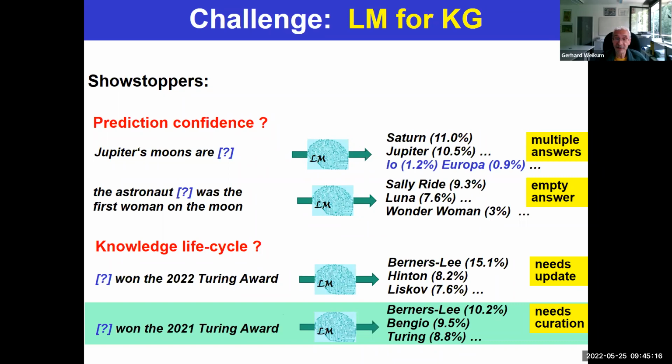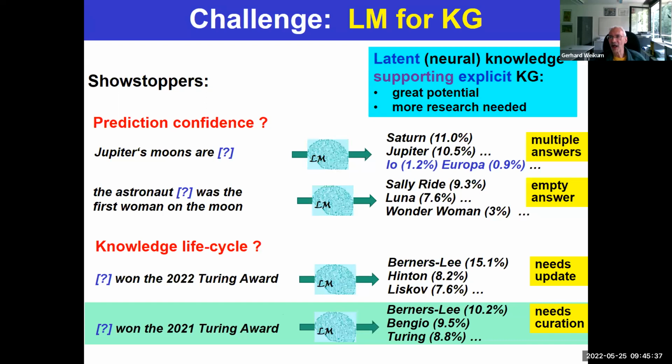The state-of-the-art solution is to retrain: add a few documents or change something in the training collection and retrain the whole thing with the heavy-duty machinery. And even then, we have no guarantee that this error does not reappear. So there's huge potential in looking at language models, not as a substitute for knowledge graphs, I don't think of it that way, but as a complement. Of course, it can support knowledge graph construction and maybe also knowledge graph curation, but we need more research to arrive at robust solutions.